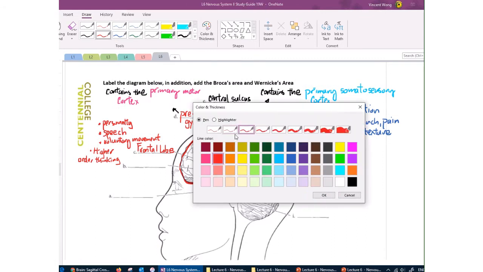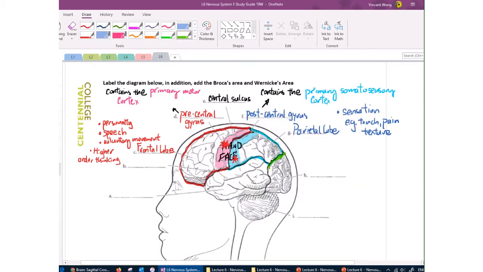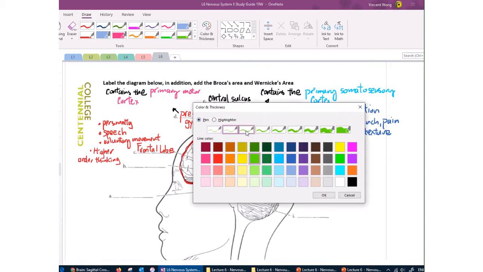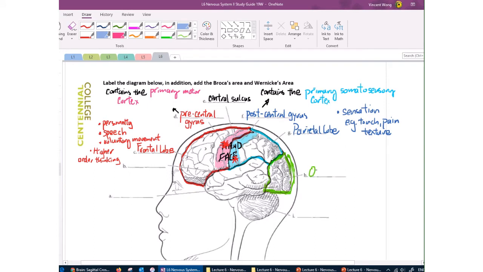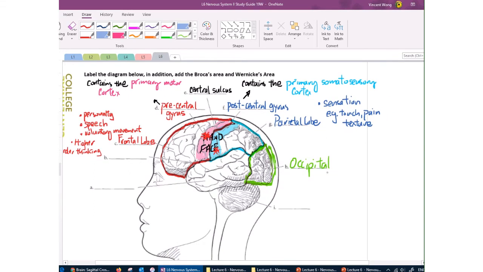Okay, let's take a look at other lobes. At the back here, we have an occipital lobe. Okay, occipital lobe. So the occipital lobe is located at the back, and the main function of the occipital lobe is to process visual information. Okay, so visual.